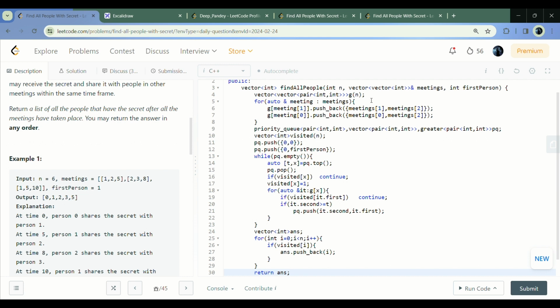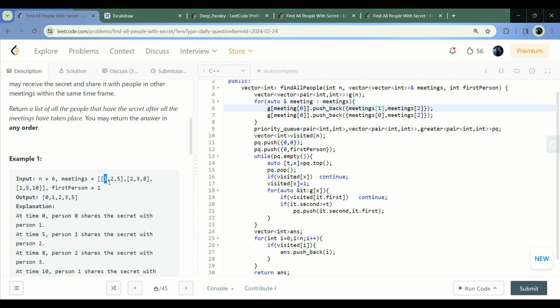Let's first check it. Now first we have declared a vector of pair type, in which we will store the values of meetings. First we will insert for g0, meaning the first person who is meeting with the second person, and the person with whom he is having the meeting will be stored at one place. So indexing, you can see here.